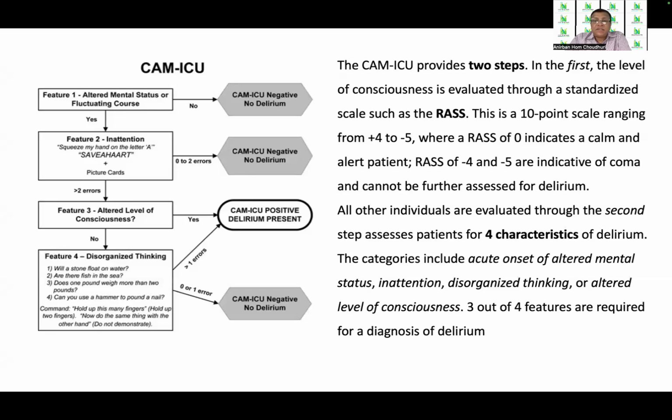And in the second step, they assess 4 characteristics of delirium, which you can see on your screen. Feature 1 is altered mental status or fluctuating course. And if this is absent, so it is CAM ICU negative, then it is no delirium. If it is yes, you look for the second feature, which is inattention.